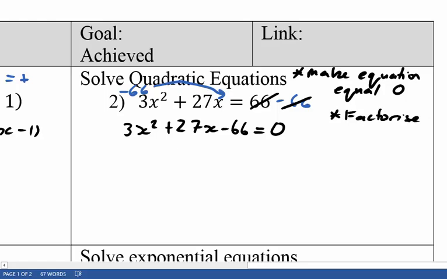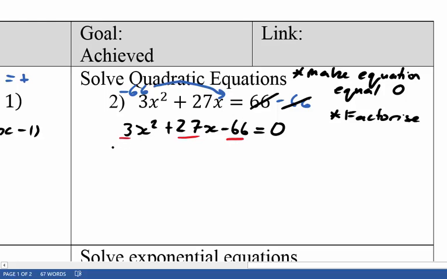Now, this is a hard factorising one because it's got a number in front of the x. However, if I look at this number and this number and this number, and I ask myself, do they have anything in common? I can answer yes. The thing they have in common is that they can all be divided by 3, i.e. there is a common factor of 3.